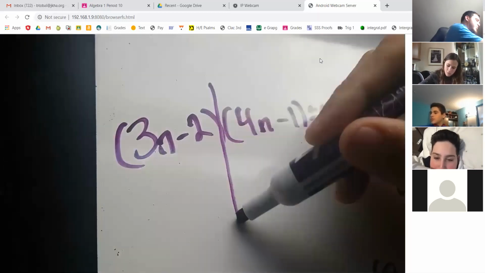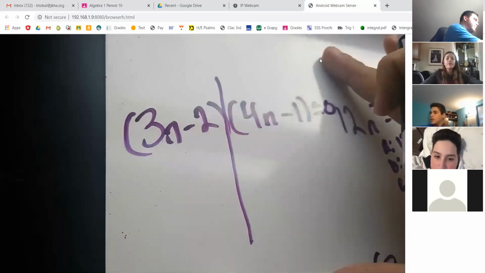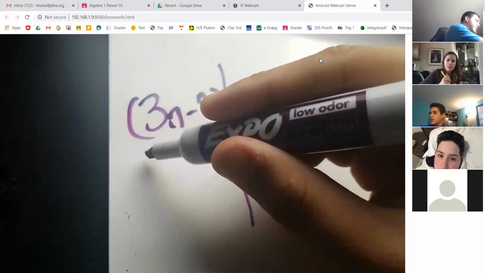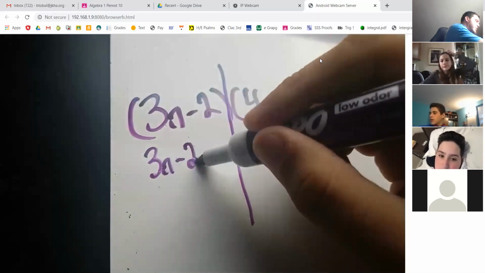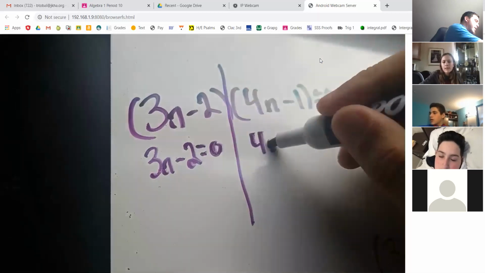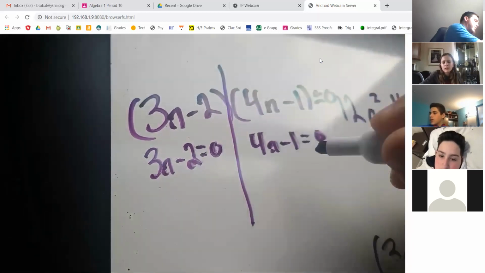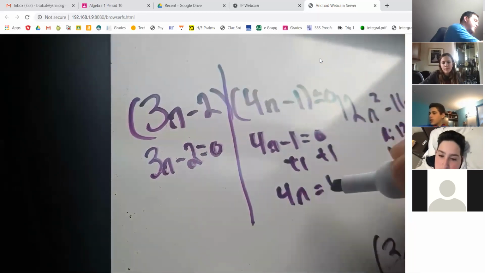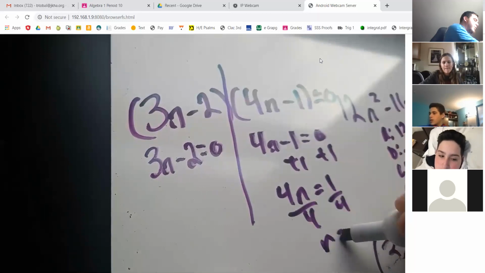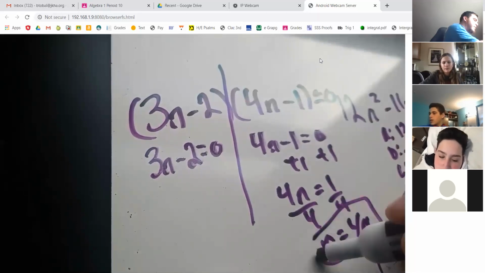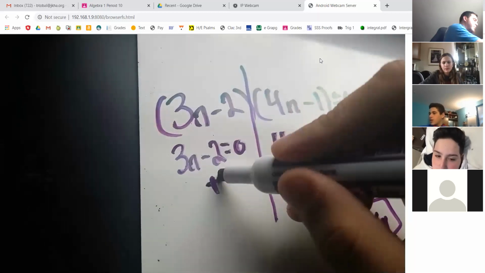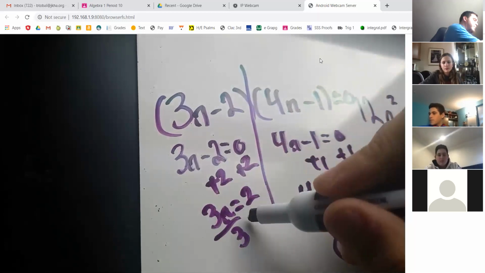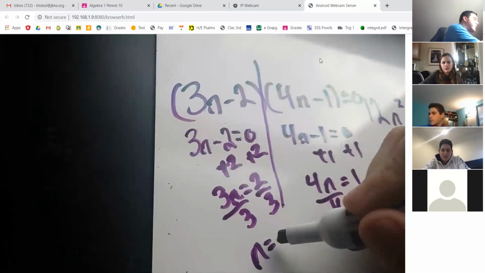This should remind you of some of the older things we did. I think this was from 8.4. We're going to set both of them equal to 0. So 3n minus 2 equals 0, and 4n minus 1 equals 0. This one, plus 1 plus 1: 4n equals 1. Divided by 4, divided by 4: n equals 1/4. Over here, plus 2 plus 2: 3n equals 2. Divided by 3, divided by 3: n equals 2 over 3.